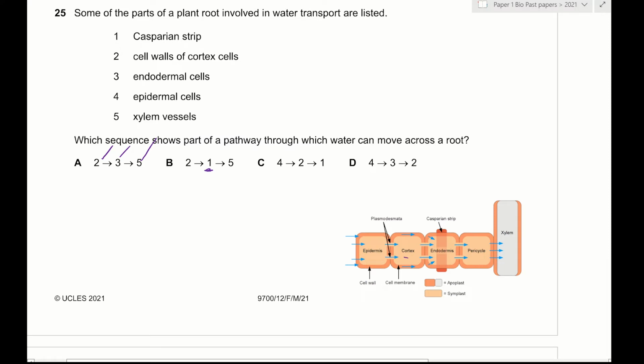The only pathway that the water can pass through is through the endodermal cell, but not through the Casparian strip, because it's impermeable to water. So A is going to be correct.